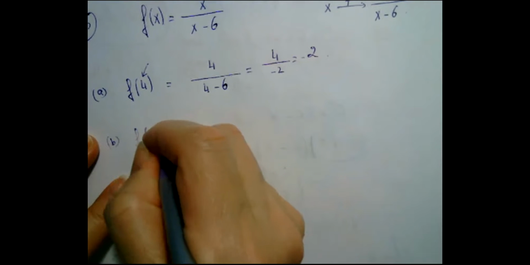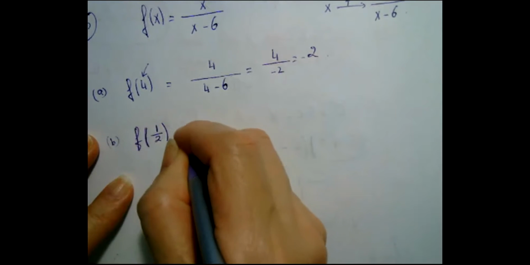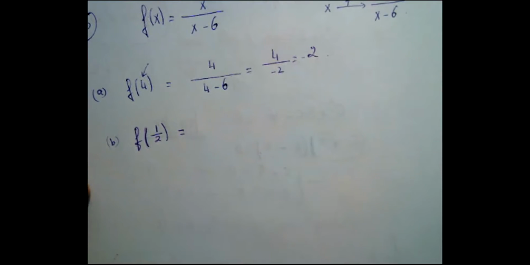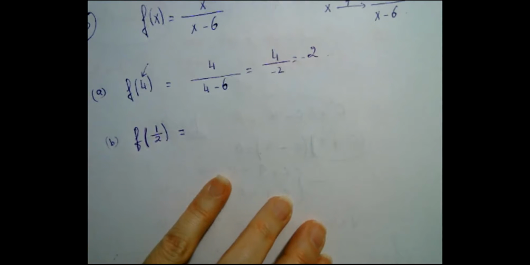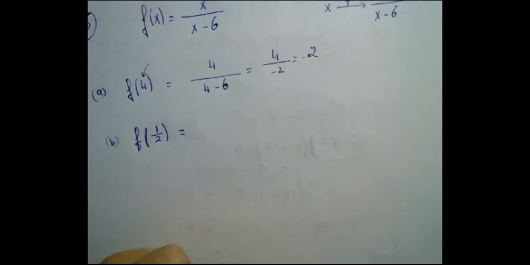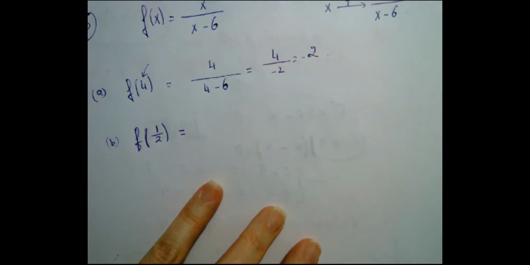So f of 1/2. Okay, I don't want to do that. I want you to do it. Take a scratch piece of paper. If you're taking notes, do it on your scratch piece of paper. Then I'll give you a minute, and then I'm going to ask one of you to tell me what you came up with. All right? So I want you to do it, get going.